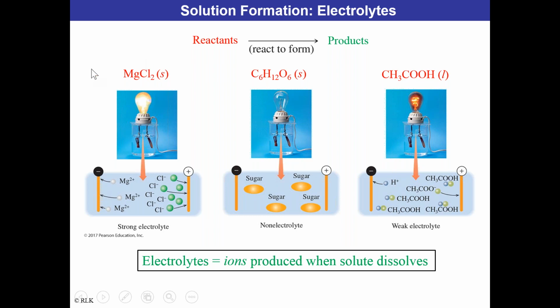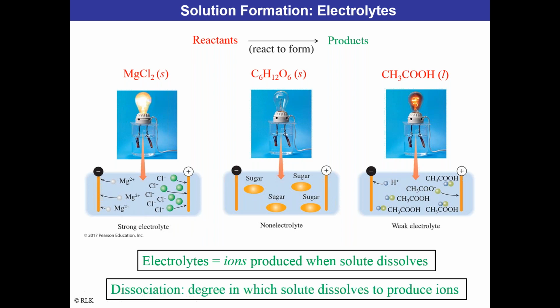If we're talking about the ionic system of magnesium chloride, that's a strong electrolyte because both agents just want to completely dissociate in solution. So you have magnesium and chlorine in high abundance. That's going to be a strong electrolyte. Again, the dissociation is the degree to which the solute dissolves to produce ions.